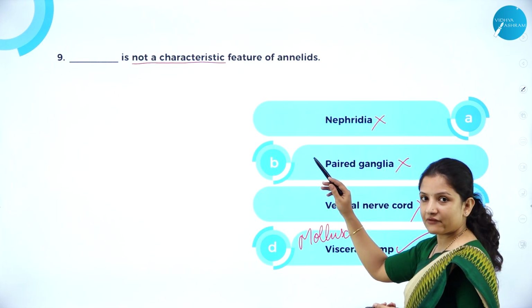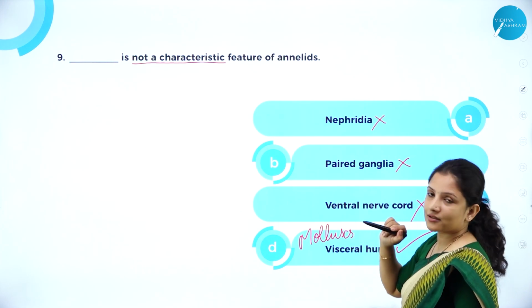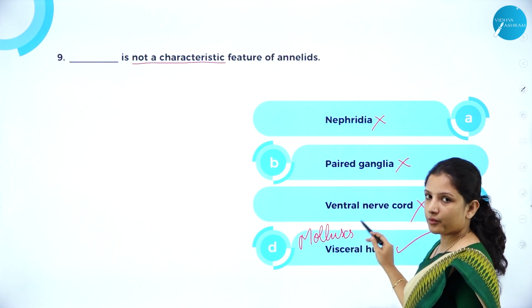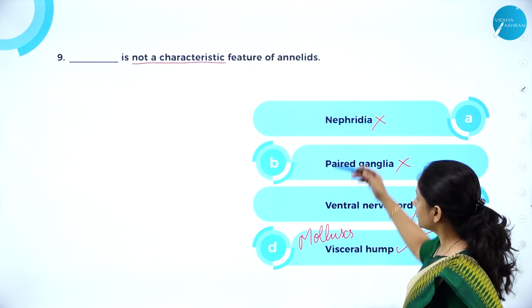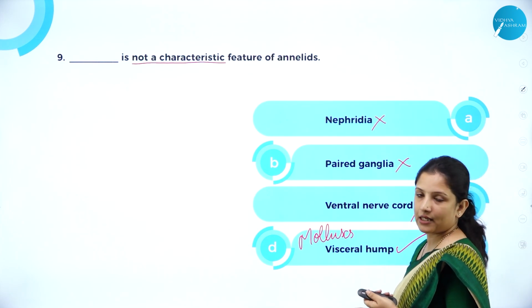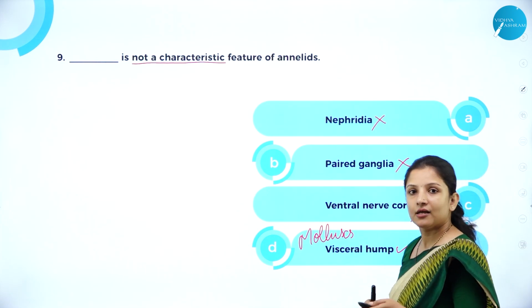But what was the question I framed here? Dash is not a characteristic feature of annelids. So therefore, the answer here is visceral hump is not a characteristic feature because all the other three are characteristic features. So, option D is the right answer here.